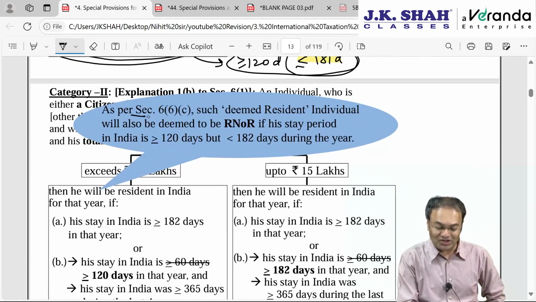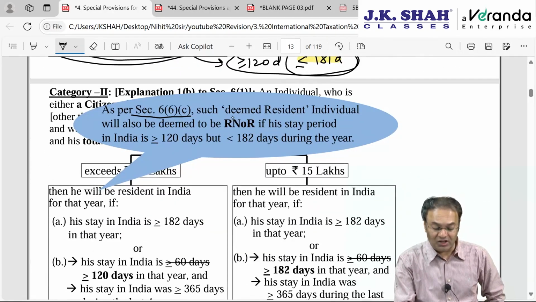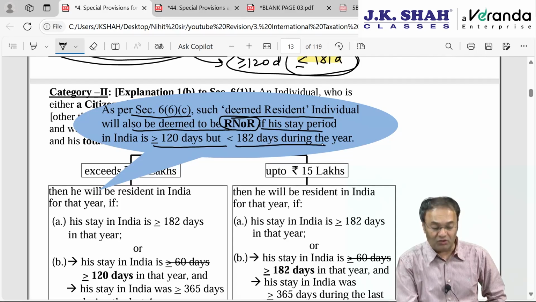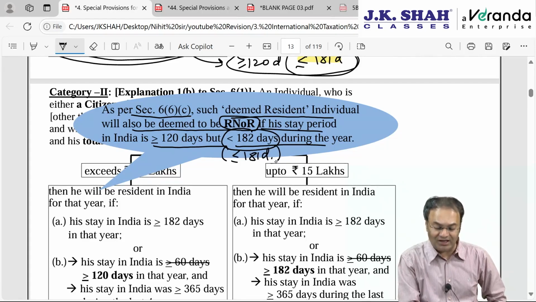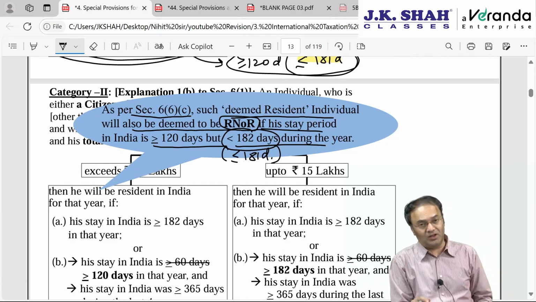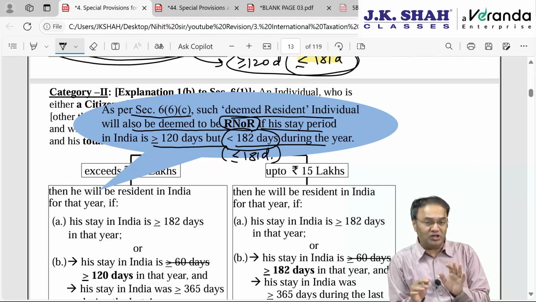So according to section 6 clause 6 subclause C, such deemed resident will also be deemed to be RNOR in case his stay period is greater than or equal to 120 days but less than or equal to 181 days. Less than or equal to 181 days is same as less than 182 days. So whether you write it as less than 182 days or you call it as less than or equal to 181 days, the idea is up to 181 days. This is an important point, keep it in your mind.